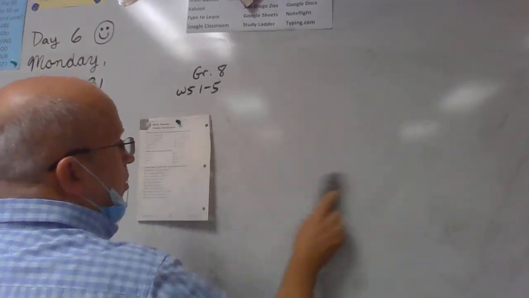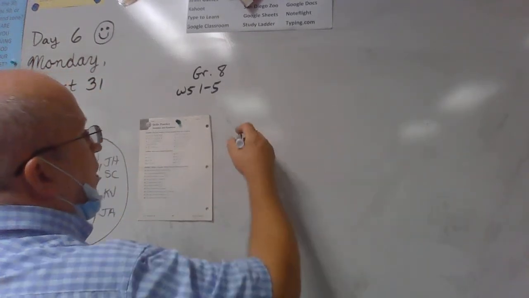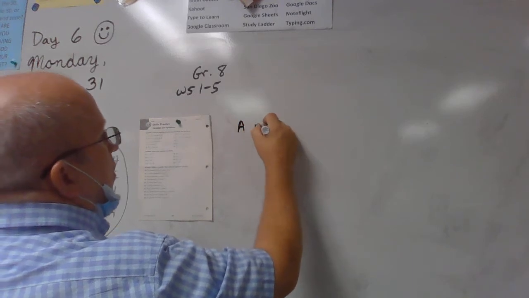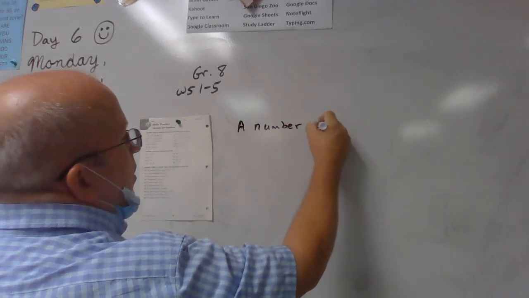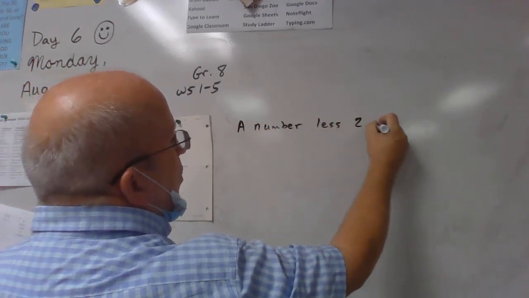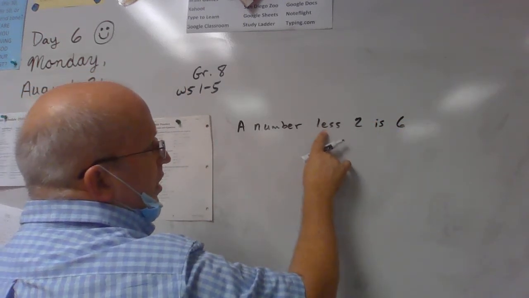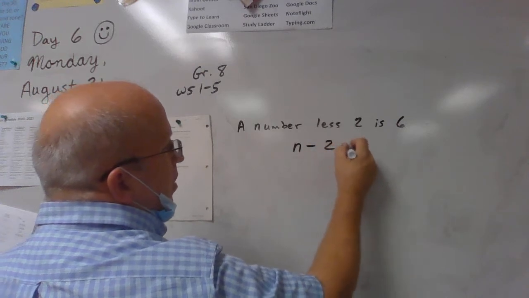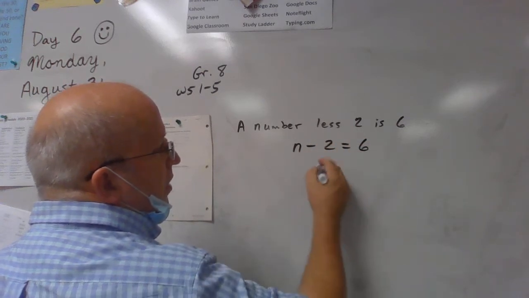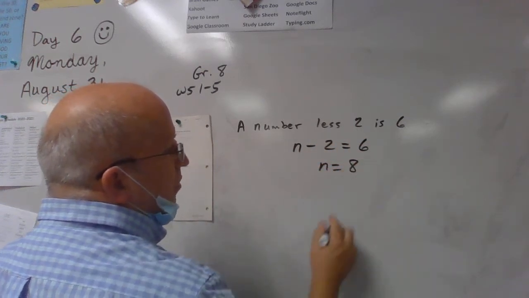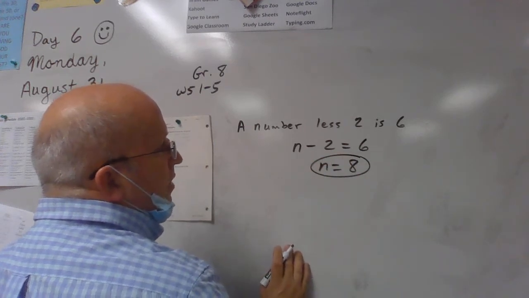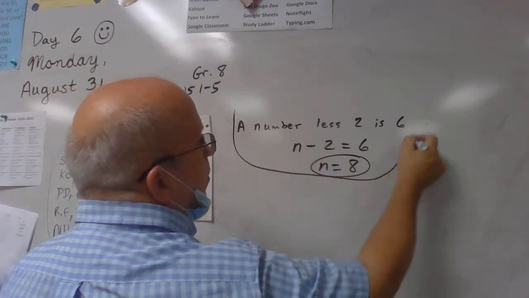Do you remember what we do with less and less than? A number less 2 is 6. This does not say less than, so we're not going to flip things. We're just simply going to write it like that. And n, if we solve, n ends up being 8 for this particular problem.